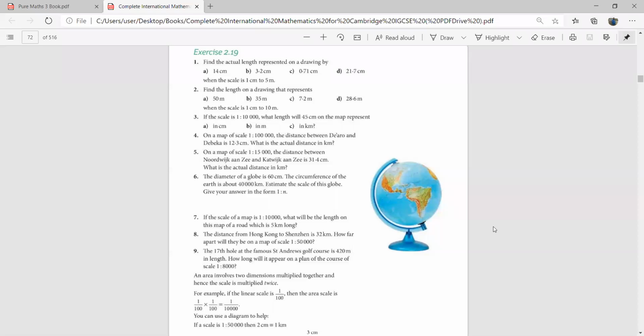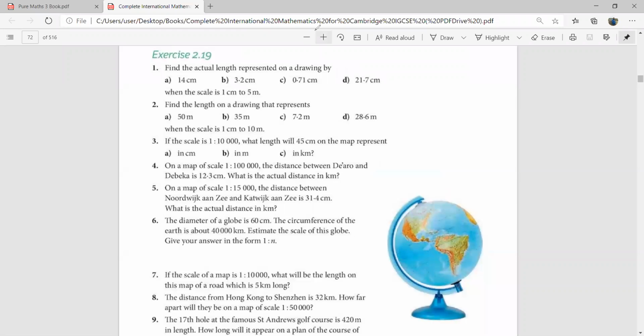Okay, now another use of this proportion, which is also called the ratio method, is to convert between the scales and the maps. Okay, look at this. The first question here. I can enlarge this now.